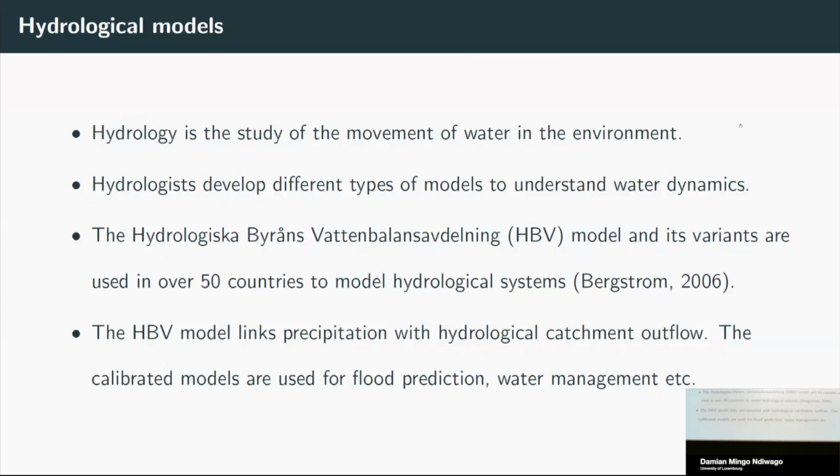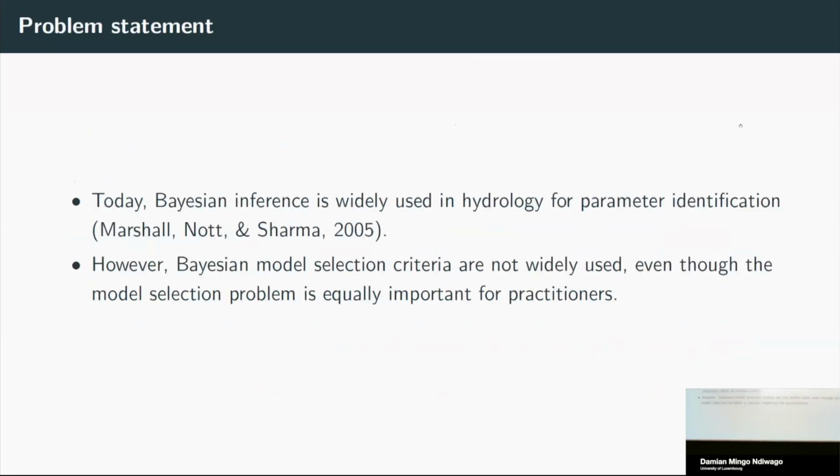Like all the other speakers have already said, for these models to be useful, we have to estimate the parameters. And the Bayesian approach is widely used in hydrology for the parameter estimation. However, what is lagging behind is model comparison. And in both practice and in academia, hydrologists are of the consensus that Bayesian model selection is necessary. But however, there is very little practice of applying the Bayesian model selection.